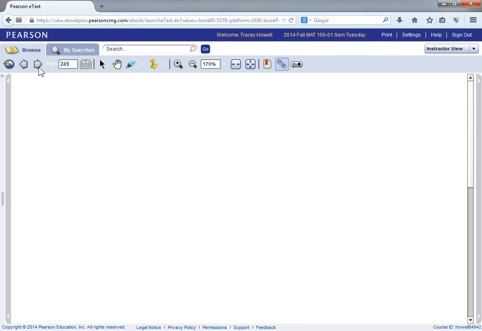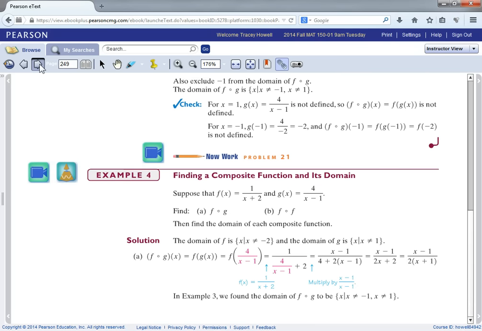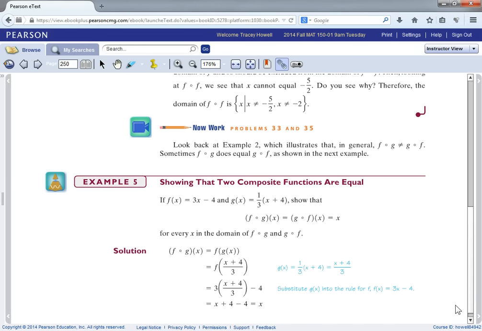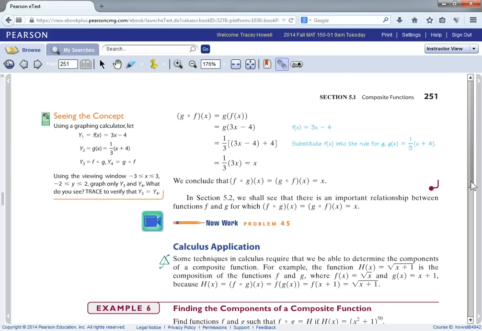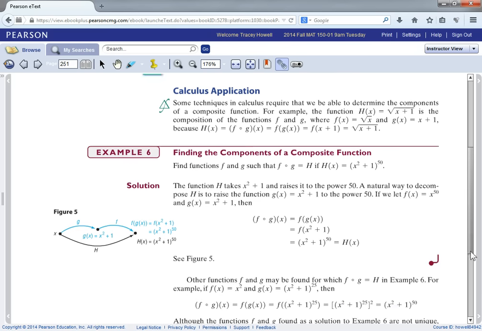The other, let's see, I don't know if there's anything else that I want to show you here in the book. The calculus applications, we will do one of these, but there are other examples here in the book if you want to take a look at them.